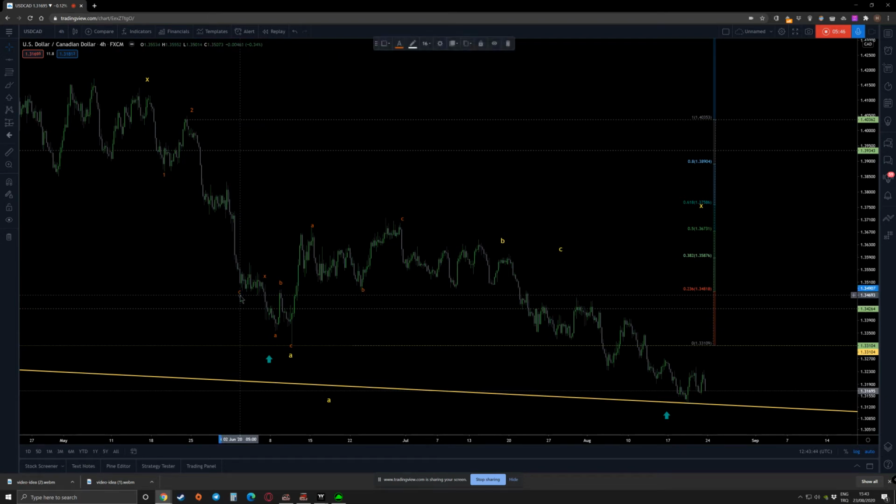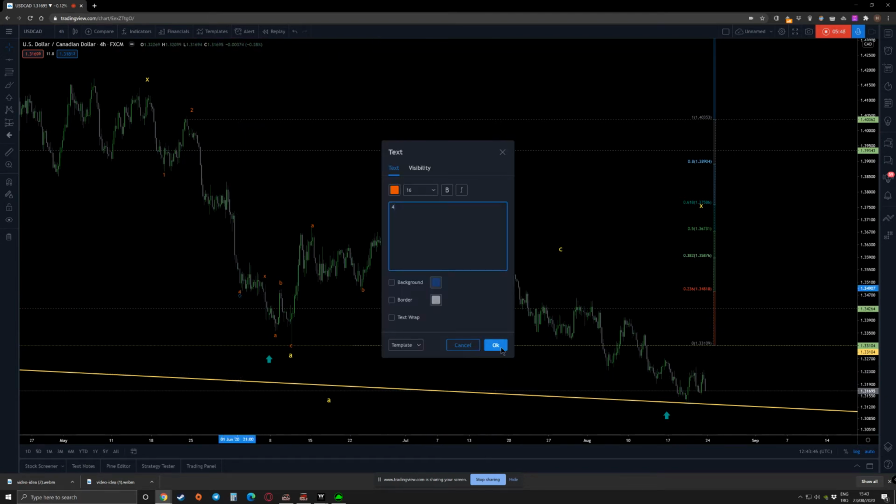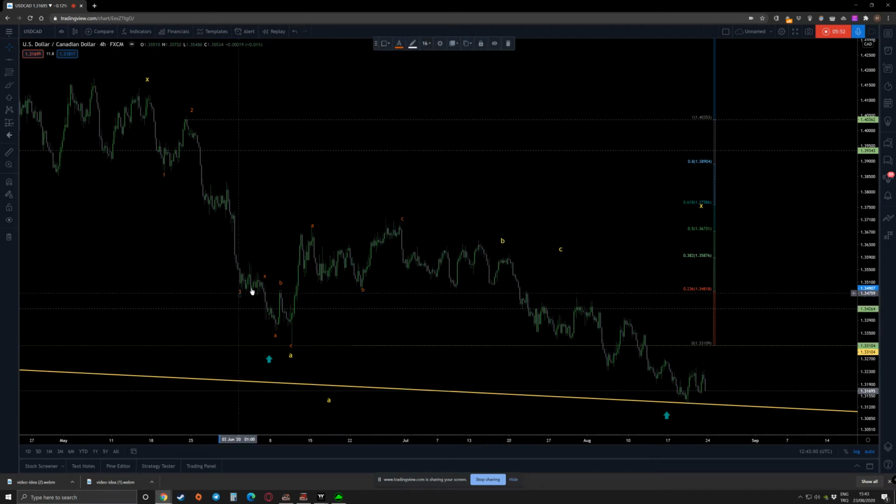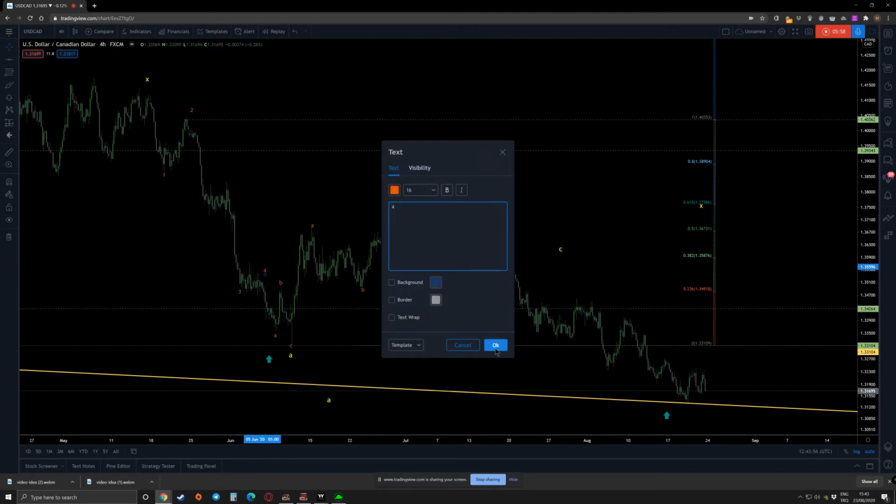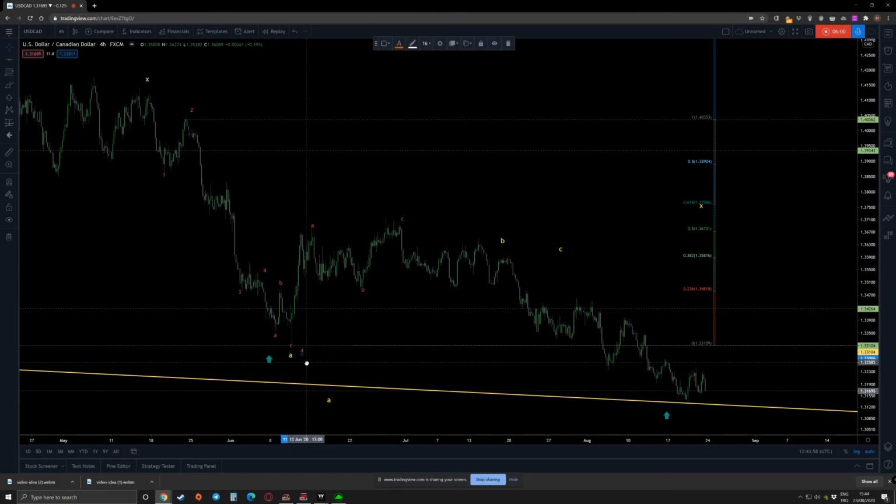Now, it is a little bit tricky, I agree, and there is one thing that I don't like. Let's get rid of this. This is the fourth wave, and I will show you what I don't like. And here we have the terminal move for the fifth wave.